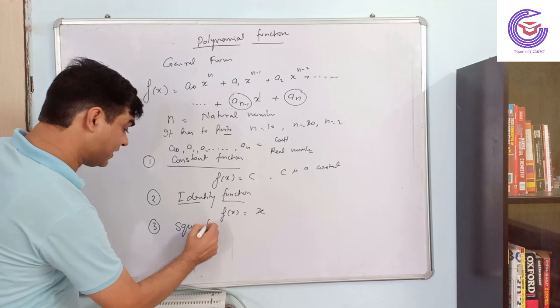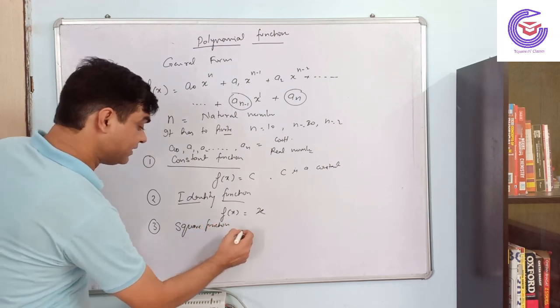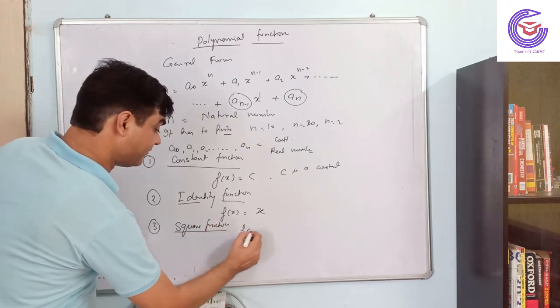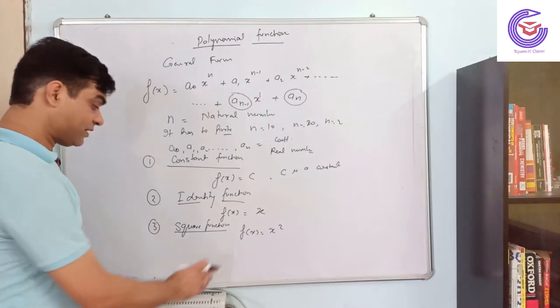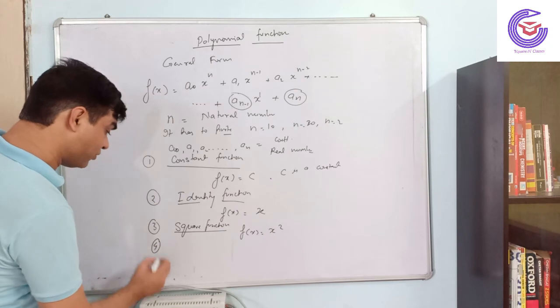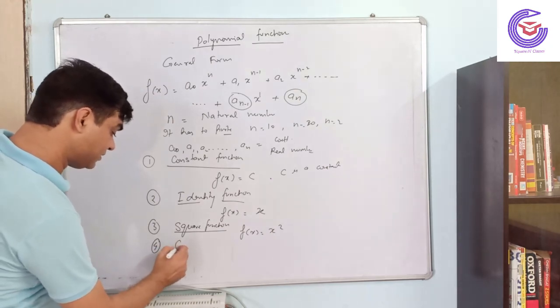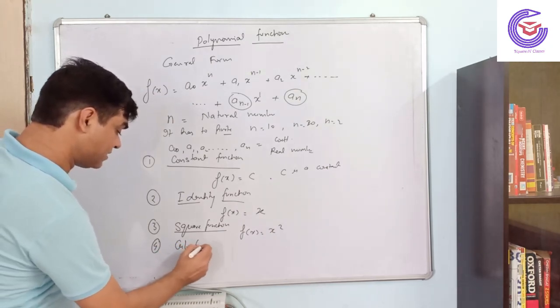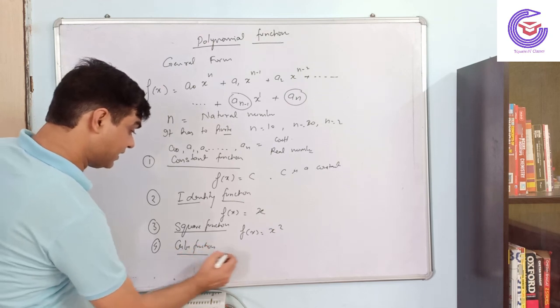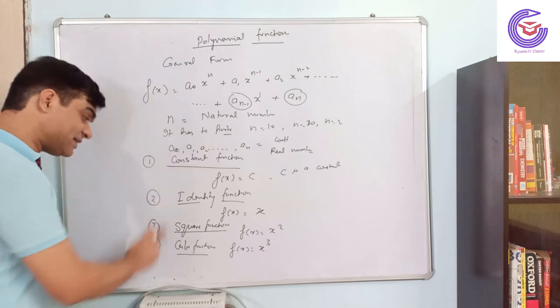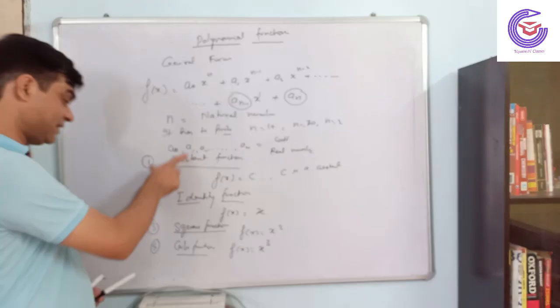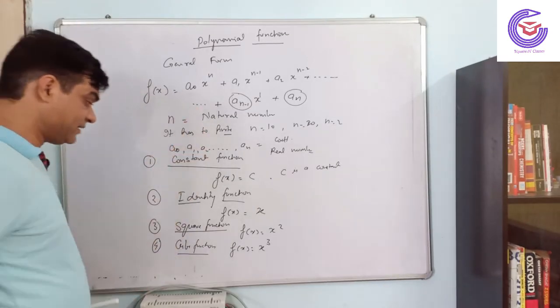And third one is square function. Square function is something like this. f(x) is equal to x square. And we can take one more example, that is cube function, and this will look something like this. f(x) is equal to x cube. So these are some special functions. We will study about these functions in this session.